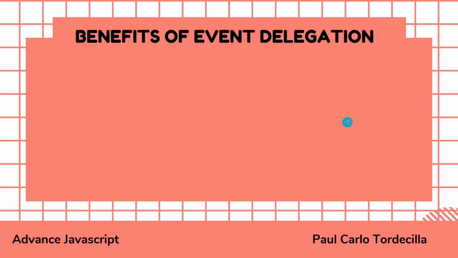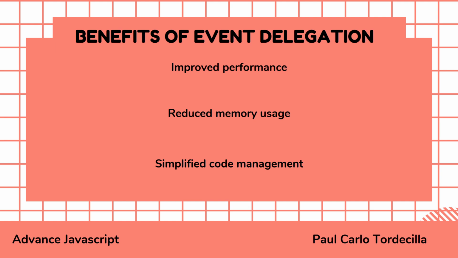Benefits of event delegation. Event delegation offers several benefits. It improves performance by reducing the number of event listeners, lowers memory usage, and simplifies code management by centralizing event handling logic. This is especially useful when dealing with dynamic content where elements are frequently added or removed.